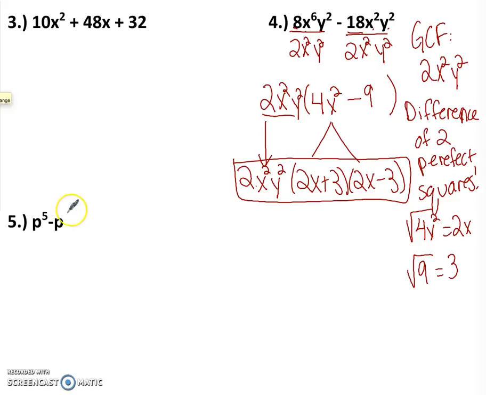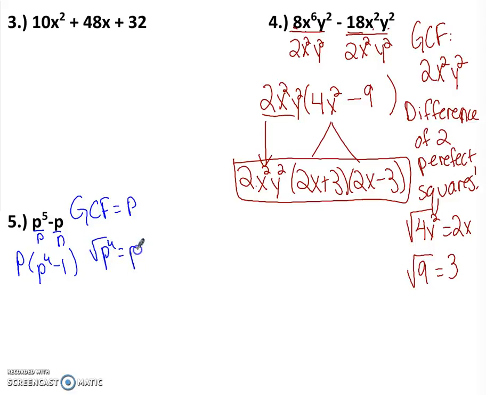Number 5 is a really good one. Number 5, I notice there is a GCF, and it's just p. So I factored my p out to get p to the 4th minus 1. But look at, they're both perfect squares. It's a difference of 2 squares. The square root of p to the 4th is p squared. The square root of 1 is just 1. So that factors, your regular GCF of p comes straight down. p squared plus 1, p squared minus 1.